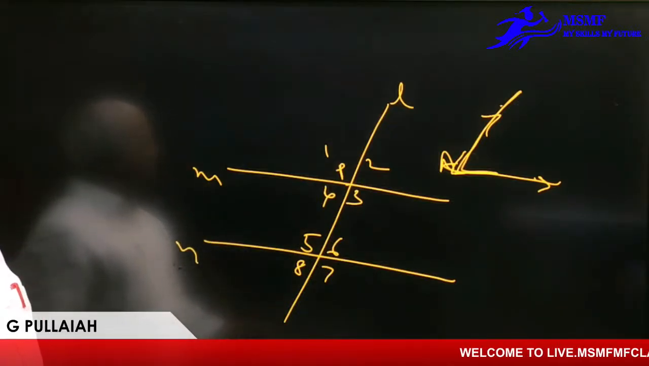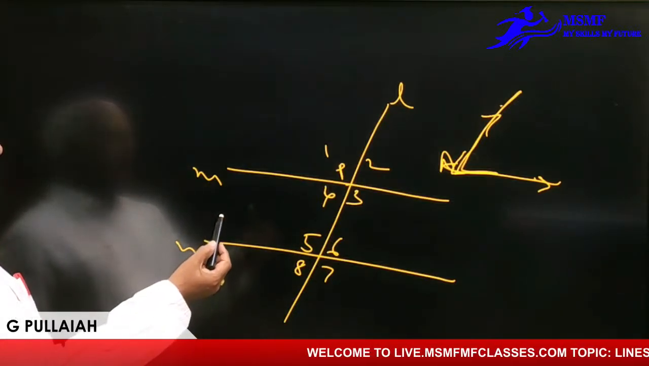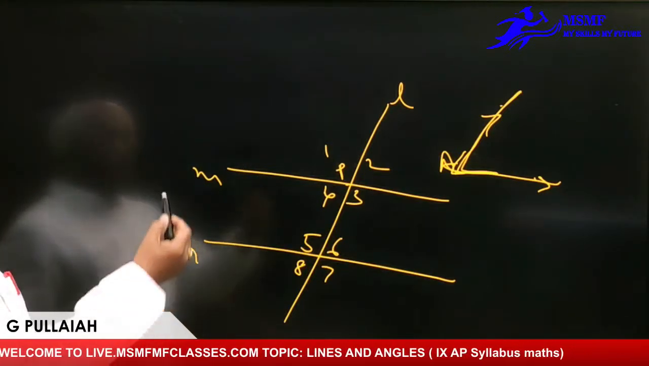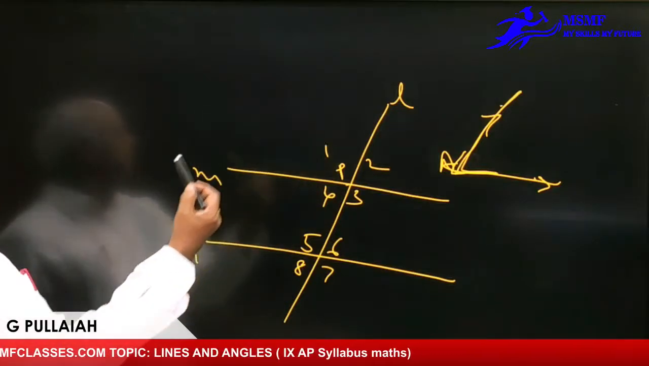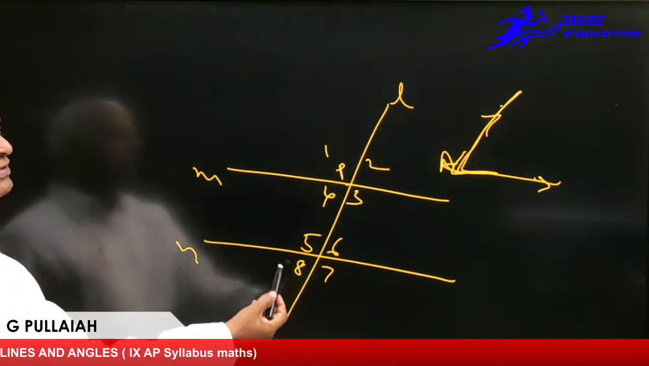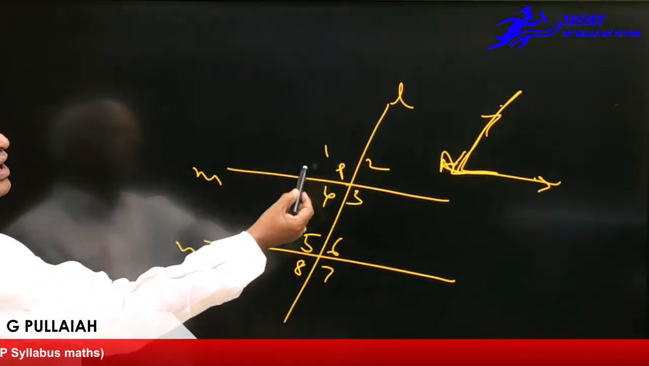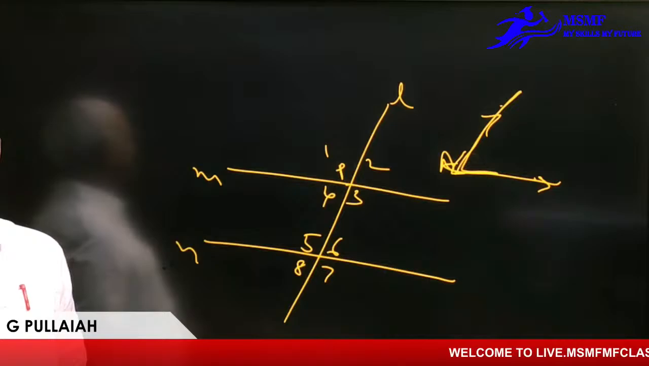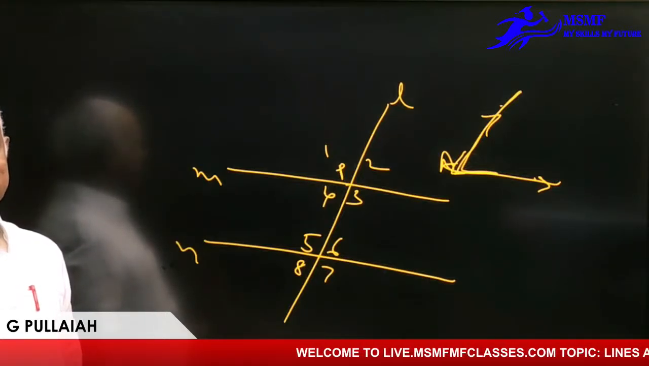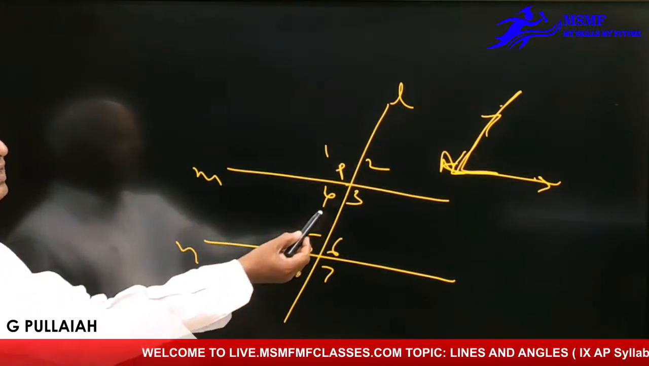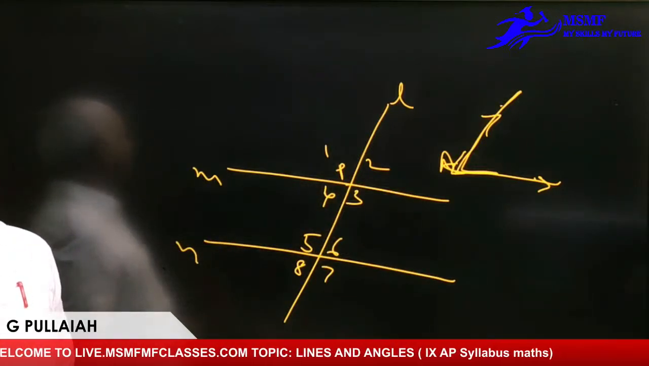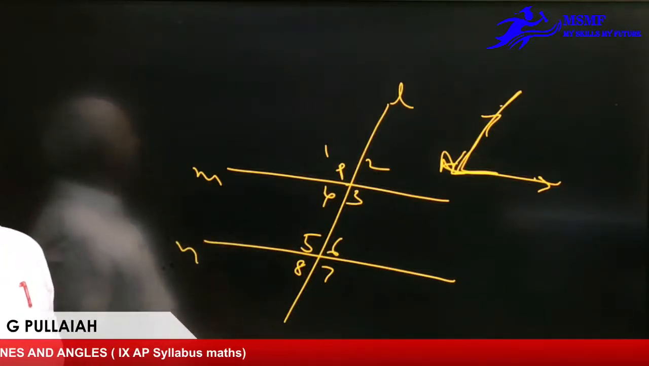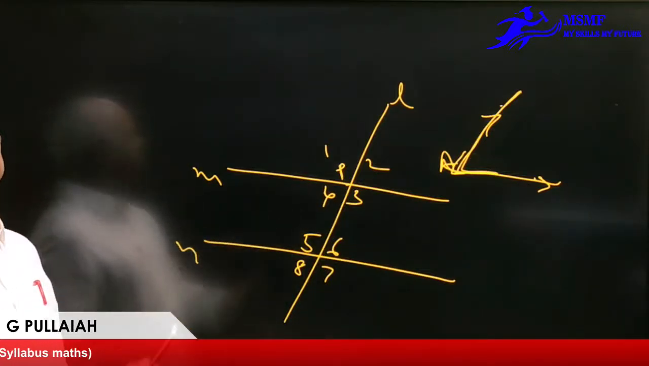Think about the angles above N and below N. Above N we have 1 and 2, and below N we have 7 and 8. So these 1, 2, 7 and 8 are said to be the exterior angles. So think very carefully, how many interior angles are there and how many exterior angles are there. We have here 4 interior angles, we have here 4 exterior angles.